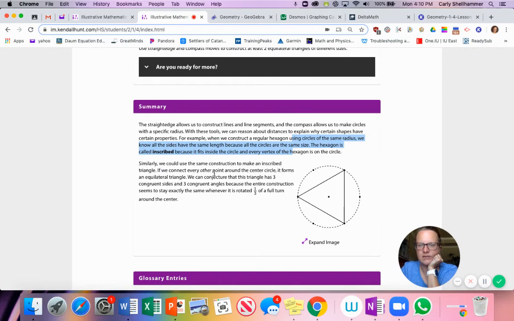If we connect every other point around the center of the circle, it forms an equilateral triangle. We can conjecture that this triangle has 3 congruent sides and 3 congruent angles because the entire construction seems to stay exactly the same whenever it's rotated a third of a full turn around the center. Okay, so that was your summary.